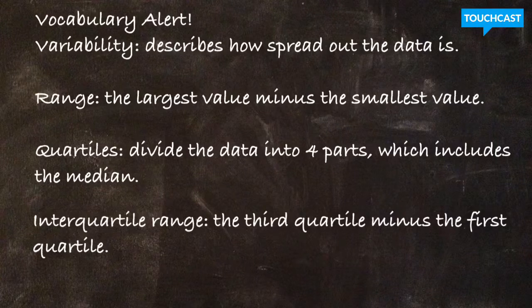Vocabulary alert. Our first vocabulary word of today is variability, which describes how spread out the data is. We also need to know about the range, which is the largest value minus the smallest value. We need to know what the quartiles are, which divide the data into 4 parts. One of those includes the median, and we'll find out how to find the other 2 quartiles. And then we have the interquartile range, which is the 3rd quartile minus the 1st quartile.